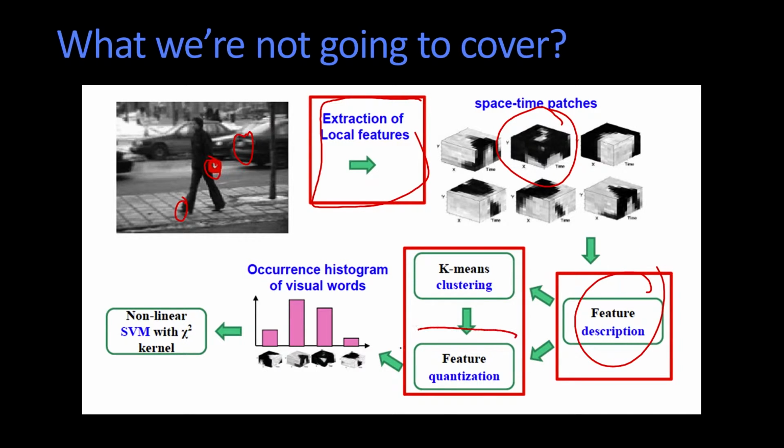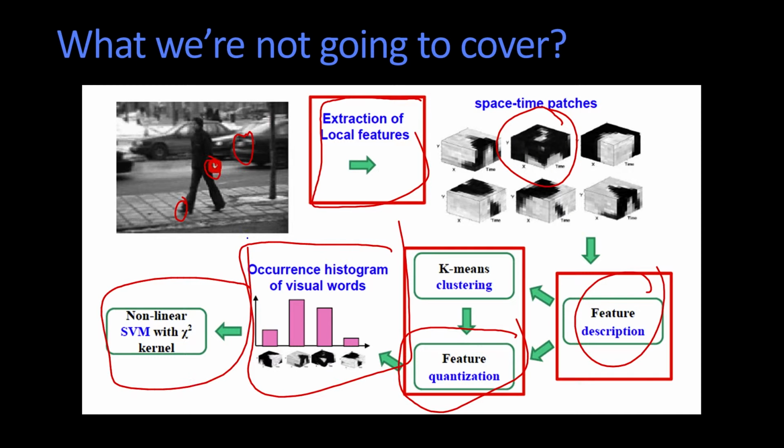You can then do feature quantization to learn code words. You do this over all your videos. Then for an incoming activity, you can look for the interest points, you can build a histogram of these code words, and then you can train a classifier. And here they talk about using an SVM with a chi-squared kernel.